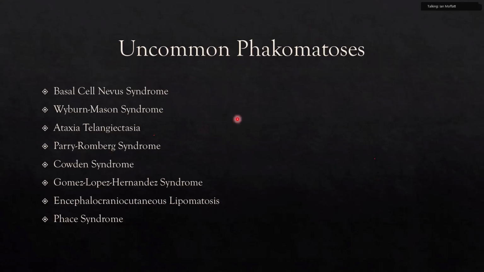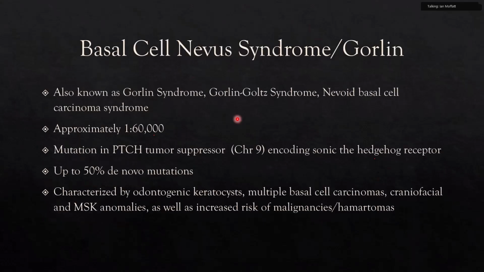Okay, so there are a bunch of uncommon neurocutaneous syndromes that we do very occasionally run into, or at least we'll see on requisitions questioning whether these are present. So we'll just basically list them off, try to list off the findings, and try to get through them all within the hour. One of the more common ones is basal cell nevus syndrome or Gorlin syndrome. It's also known as Gorlin-Goltz syndrome or nevoid basal cell carcinoma syndrome.